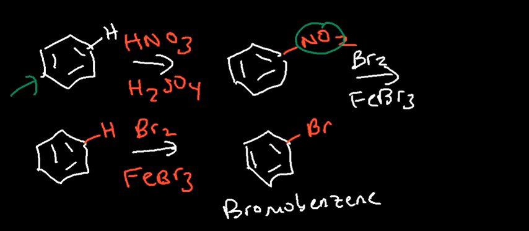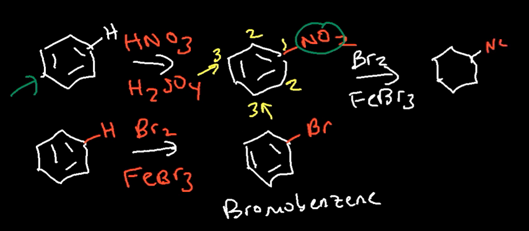Now, we said that meta directors are 1-3 directors. So let's say if this is carbon 1, the NO2 will direct the bromine to go towards carbon 3. We can also count it this way. This is also the meta position. Now, these two positions are equal. So if I put a bromine atom on both, or on either, we're going to get the same product. So I'm just going to put it on one of them. So that's what meta directors do. They direct any new electrophile to the meta position. So that's the product of that reaction.